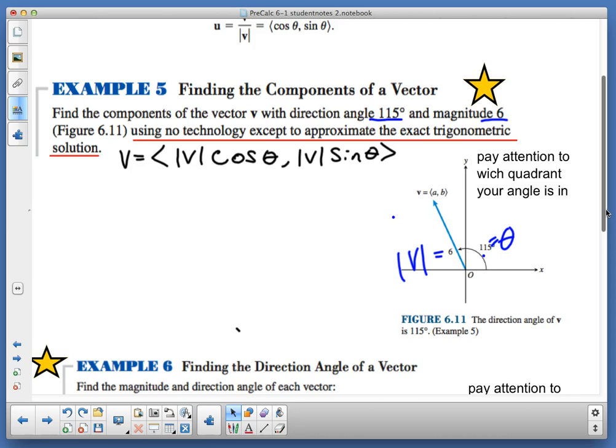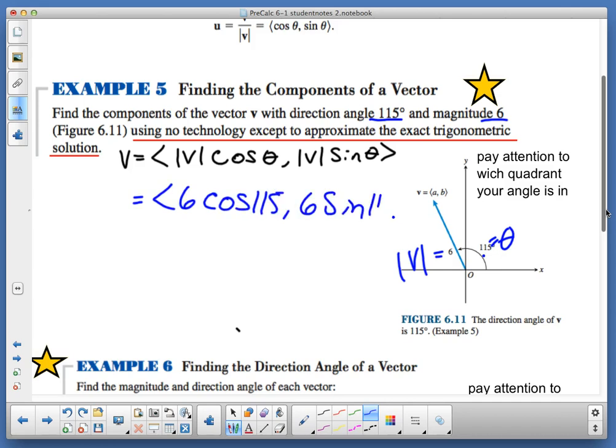I'll try to catch up as you guys are going here too. Six cosine of 115. 6 sine of 115. Okay, that's it. It's straight up. I got the information. I read it from my graph.